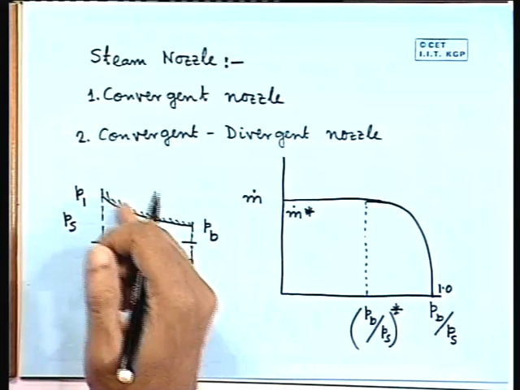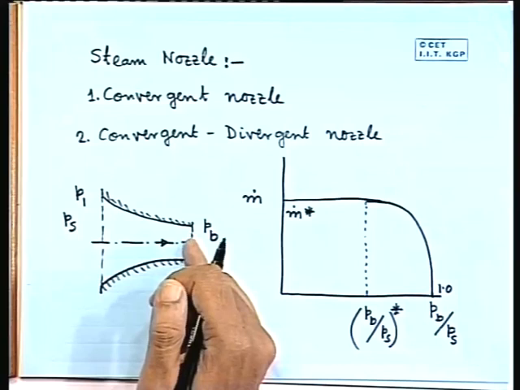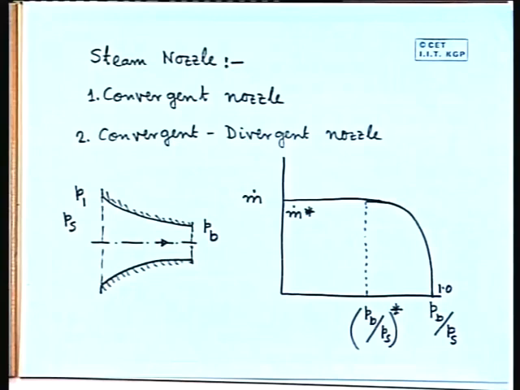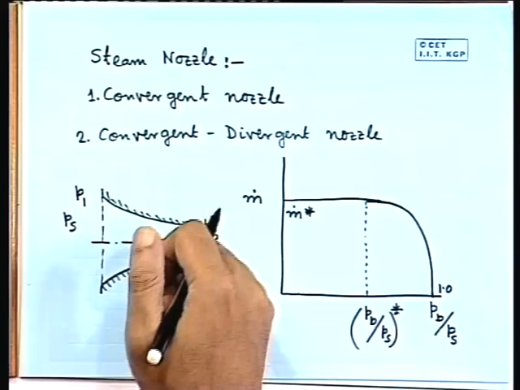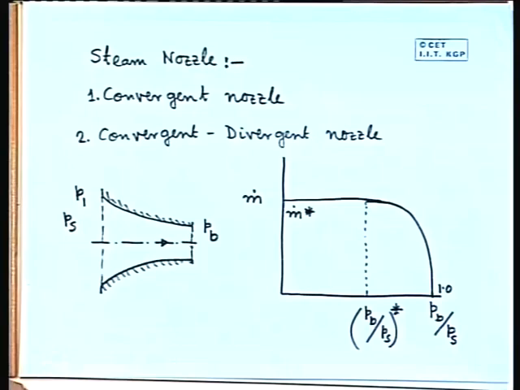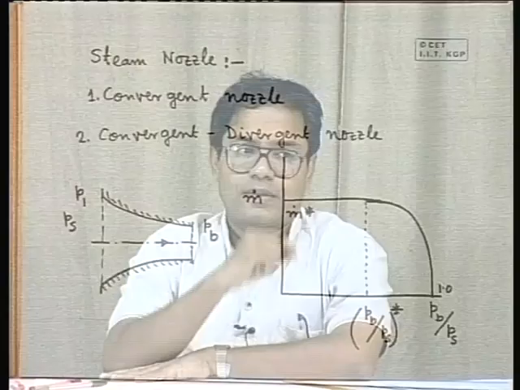So, if you have a convergent type of nozzle, the maximum velocity will be at the exit of the nozzle, and that velocity can be as high as local sonic velocity. Beyond that, you cannot increase the velocity. So, as the area is constant and the maximum velocity is the local sonic velocity, you cannot increase the mass flow rate through this nozzle. The maximum mass flow rate through this nozzle is also fixed. All right.